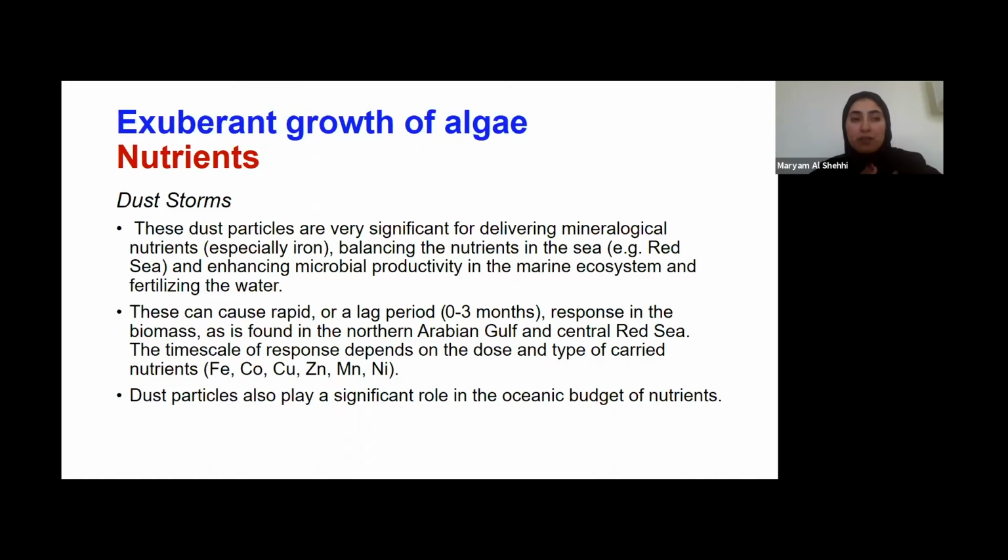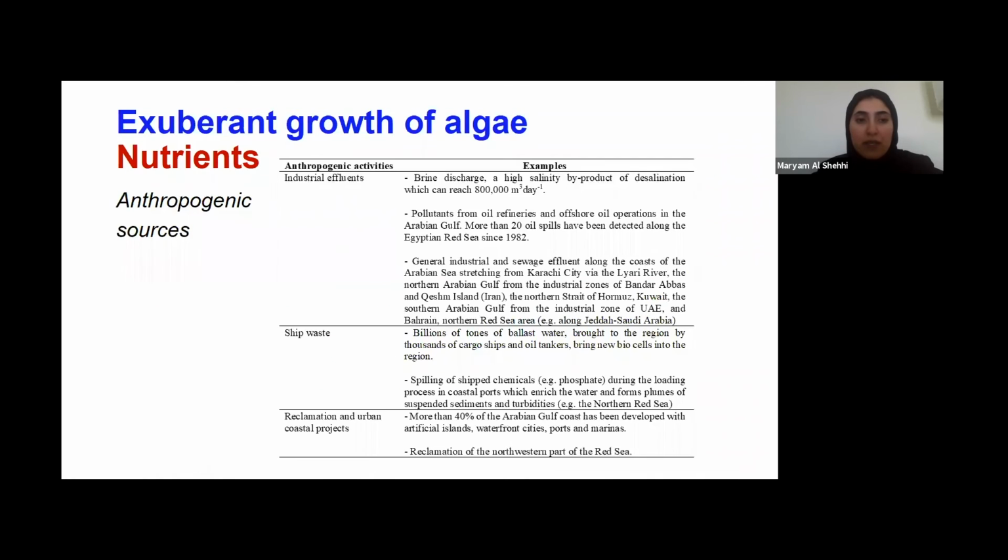So in addition to the natural sources of nutrients, which are, again, the rivers and the dust storms, there is a third source of nutrients in the sea, which is the anthropogenic sources. The anthropogenic sources in this region basically come from industrial effluents.